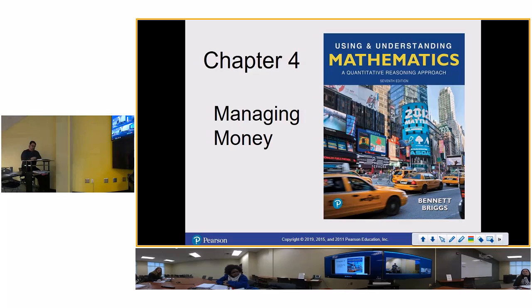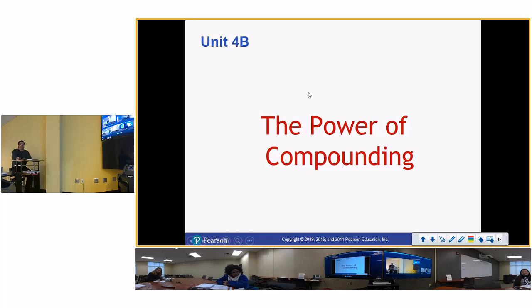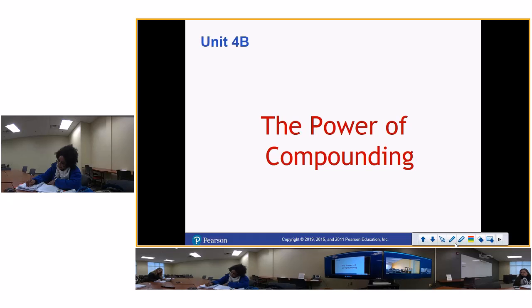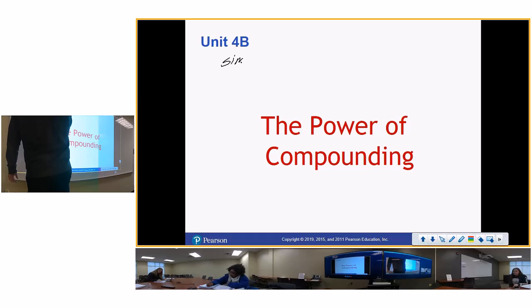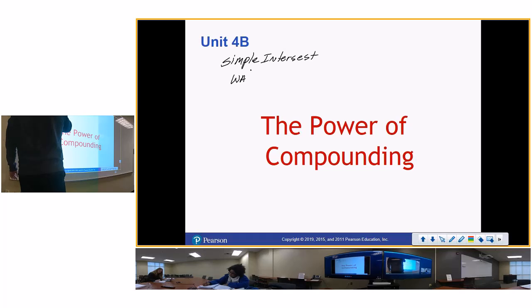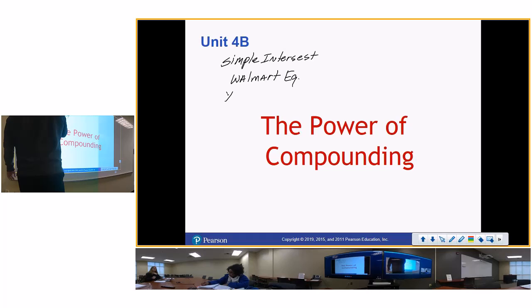So, when we're talking about interest, we're talking about simple interest, compound interest, and continuous interest. And I'm going to write those on the board for you. Simple interest. Simple interest you can basically do with the Walmart equation. Walmart equation is x plus or minus percentage x is equal to the total.